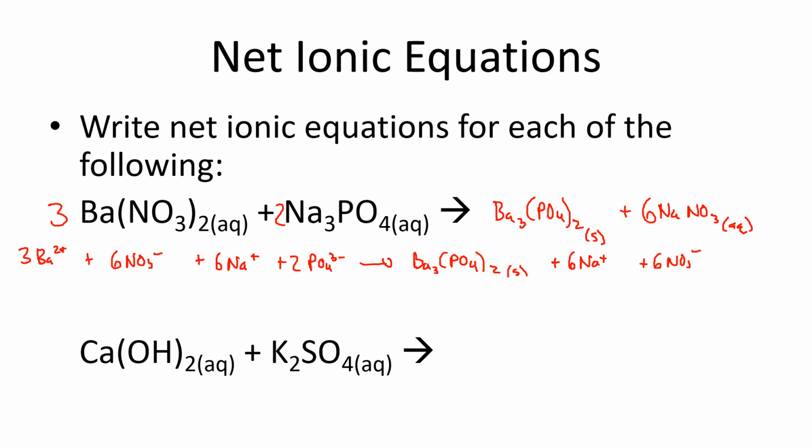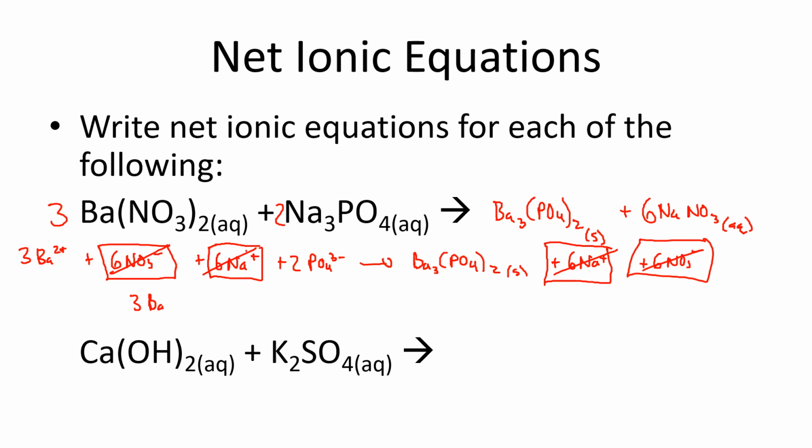And then you look for your spectator ions, the ones that didn't change. So you can see that nitrate and sodium over here are the same on both sides of the equation. And so you can get rid of those. And what you're left with is 3 bariums and 2 phosphates, making barium phosphate solid. Right? These are aqueous.